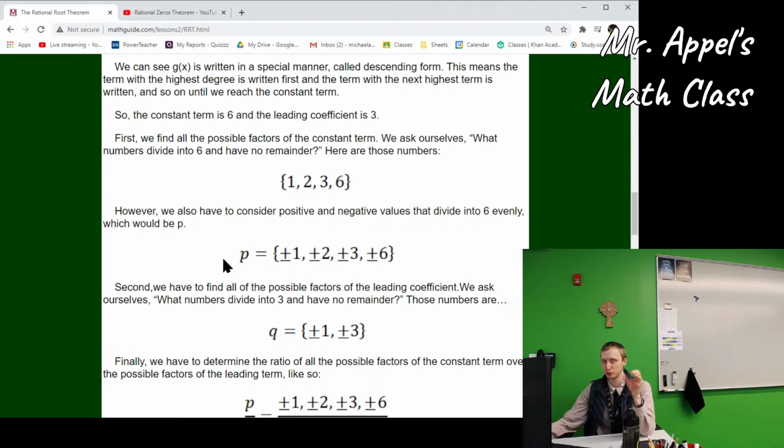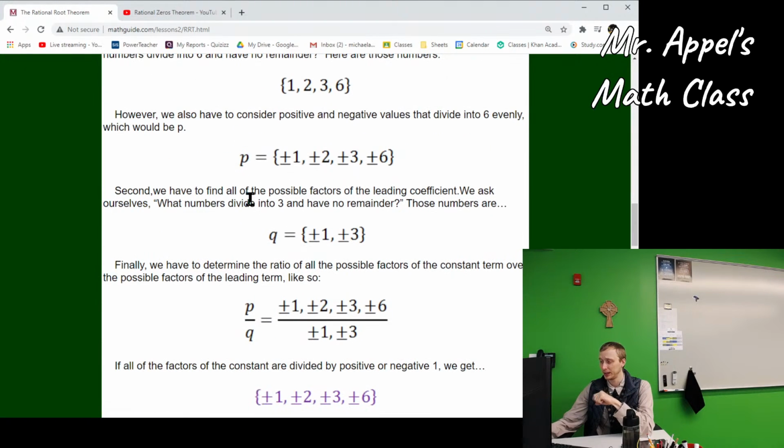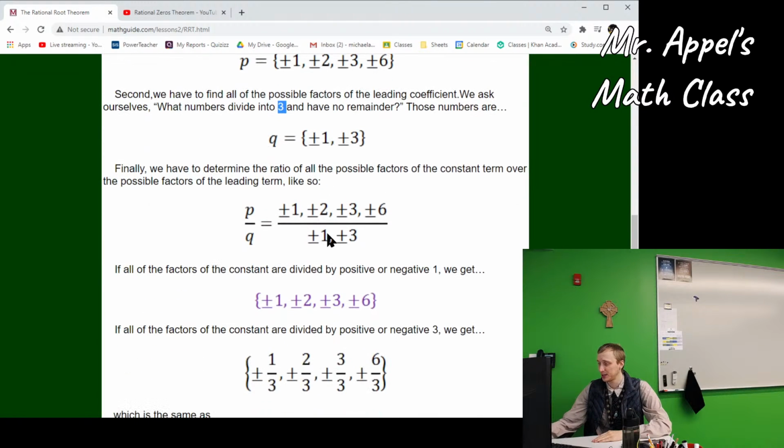That's our P term, okay? And then our Q goes with the lead coefficient 3. So what are the factors of 3? Positive and negative 1 and 3. And then you'll set up this great big fraction right here. All the P's over all the Q's. And find every combination, every unique number, reducing those fractions, right? So for example, 2 over 1 is 2. 6 over 3 is also 2. We're not going to write down 2 twice, all right?